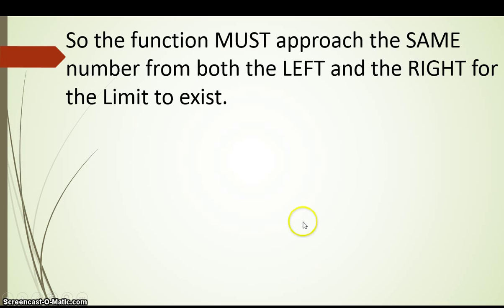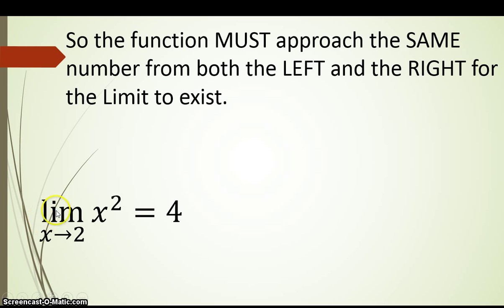All right? So the function must approach the same number from both the left and the right for the limit to exist. This is key. This is so big. You need to remember this. For a limit to exist, it must approach the same exact number from both sides. If it does not, the limit does not exist. This is huge. The limit must approach the same thing from the left and from the right. If it does not go to the same thing, it does not exist.